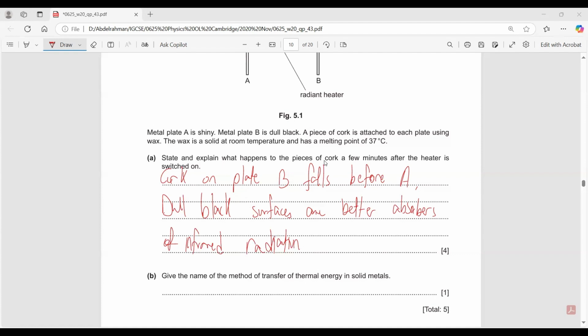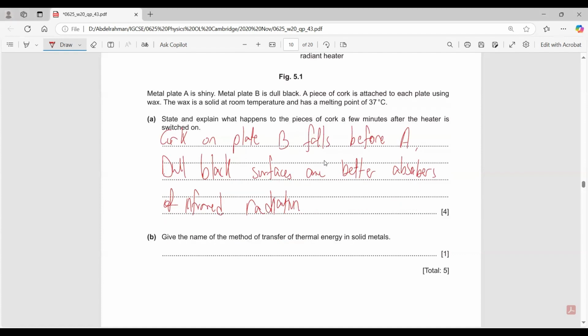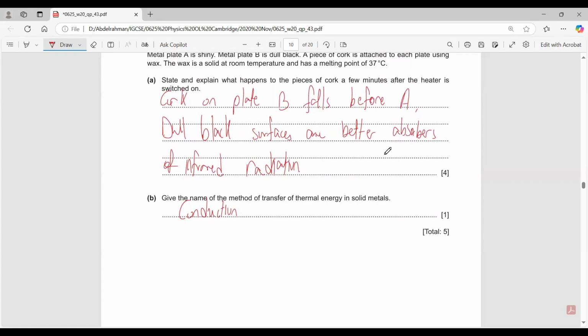Okay. Give the name of the method of transfer in these solid metals. Inside the solid metals. He didn't say from the heater to the solid metals. No, he said in the solid metals. So in solid metals, it has to be by conduction. Okay. Yeah.